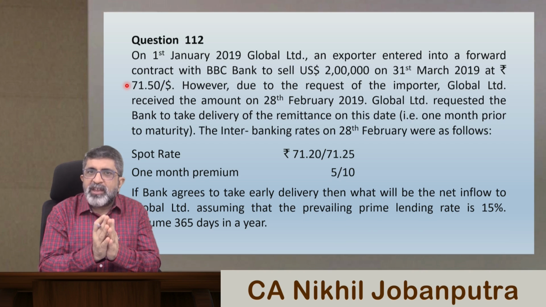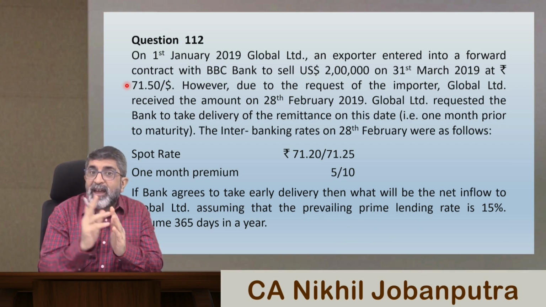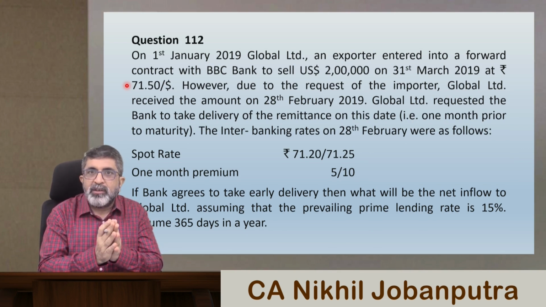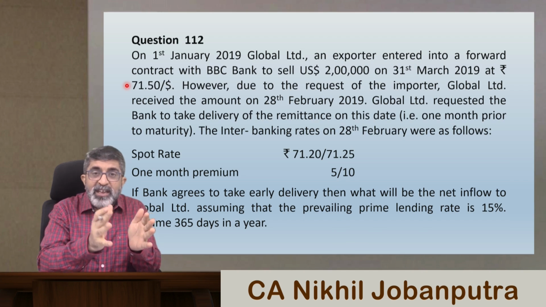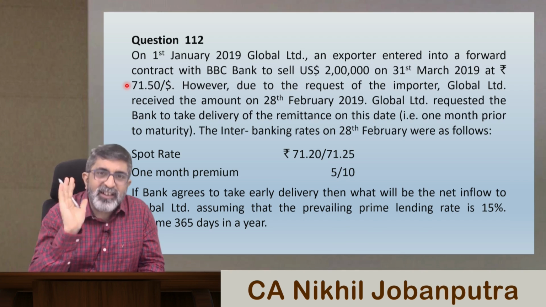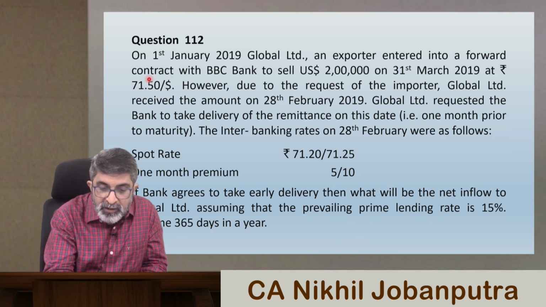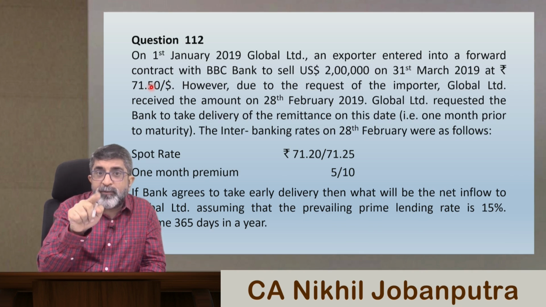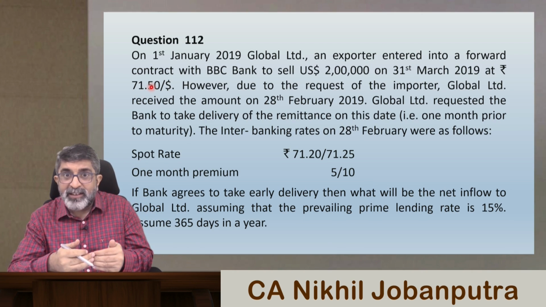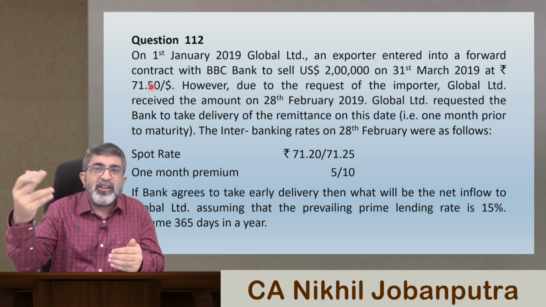So understand one thing: who has taken the hedge position? Global Limited in this case has taken the hedge position, which is an exporter. If Global Limited is taking a hedge position, the counterparty, that is the bank, is taking the risk. That means if the bank has to provide settlement at 71.50, Global Limited will sell $2 lakh to the bank at 71.50, and the bank will have to sell it in the Forex market.